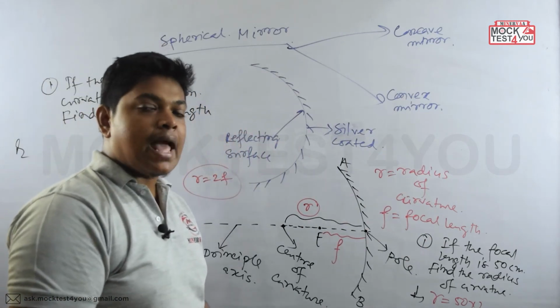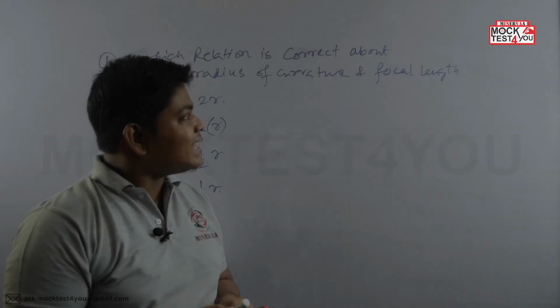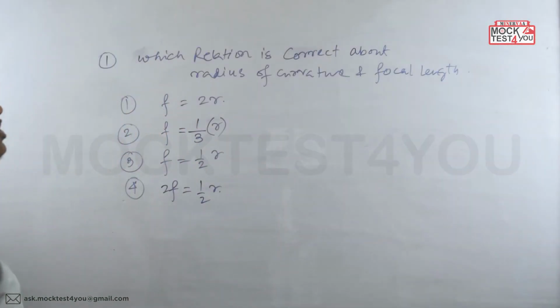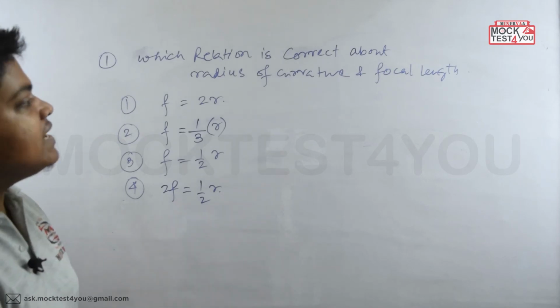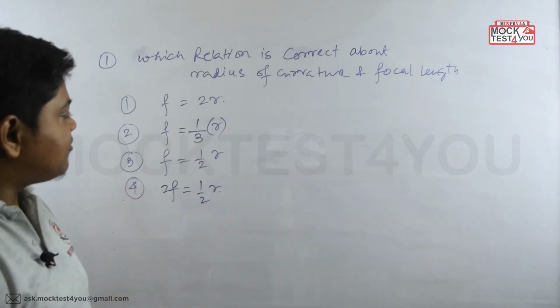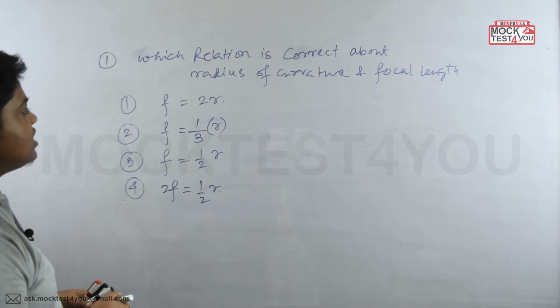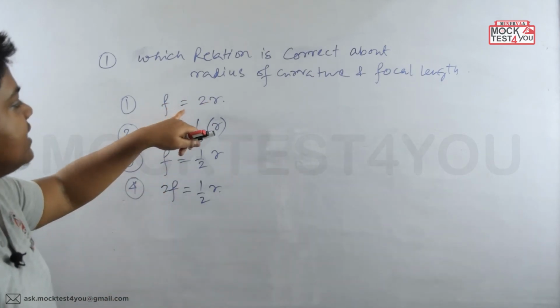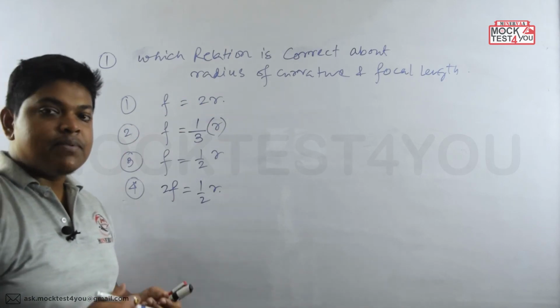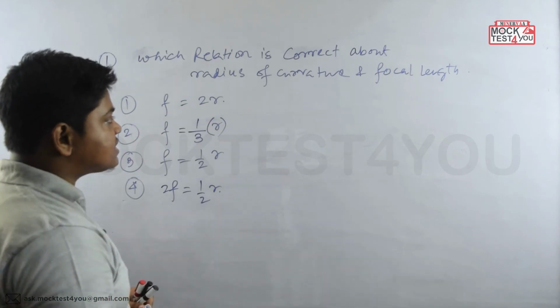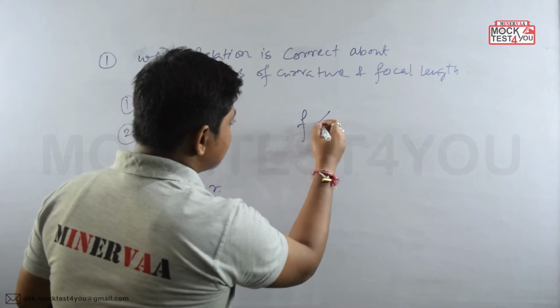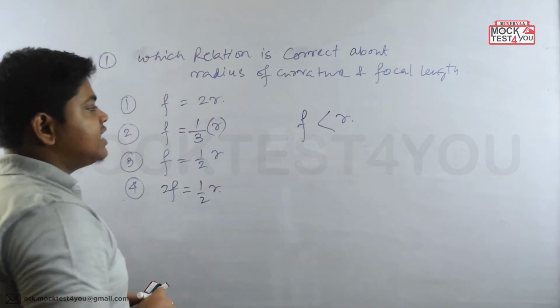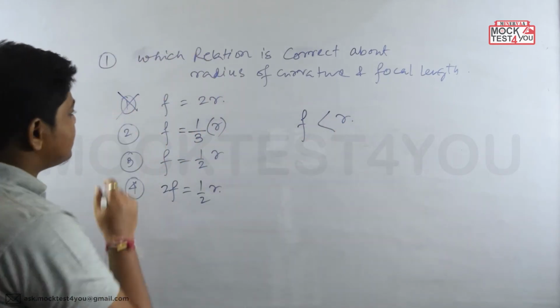Now we'll go for that MCQ question that I am talking about. In that case there is a question: which relation is correct about the radius of curvature and the focal length? Now there are four relations given. The first relation is f equals twice of R. That means the focal length is twice the radius of curvature. Just remember one thing, that the focal length is always less than the radius of curvature. So this option is eliminated.